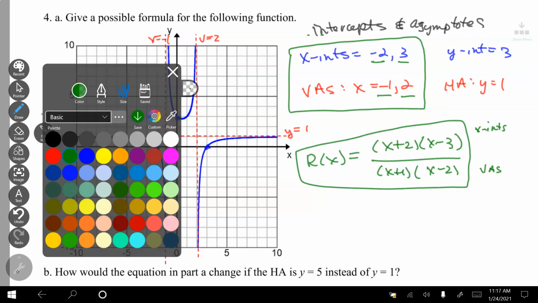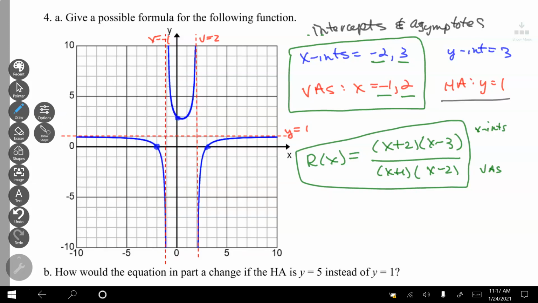I really need to check my HA. Does my HA work out? Well, my HA is leading term over leading term. My leading term on top would be x and x squared over x and x squared, which is 1. So my HA does check out as 1. So that is my equation for this problem.